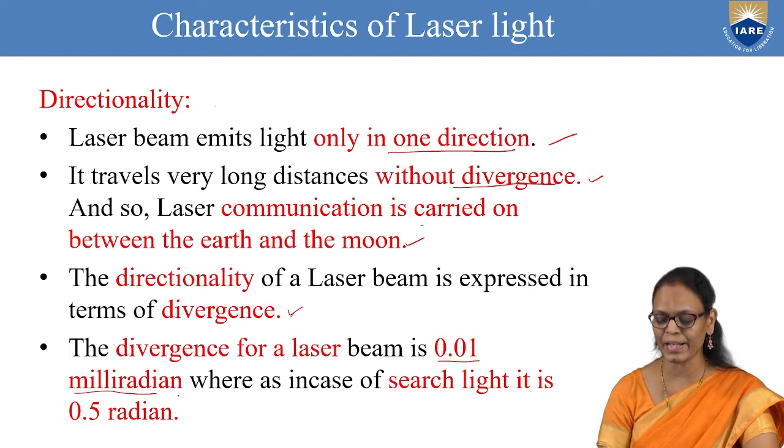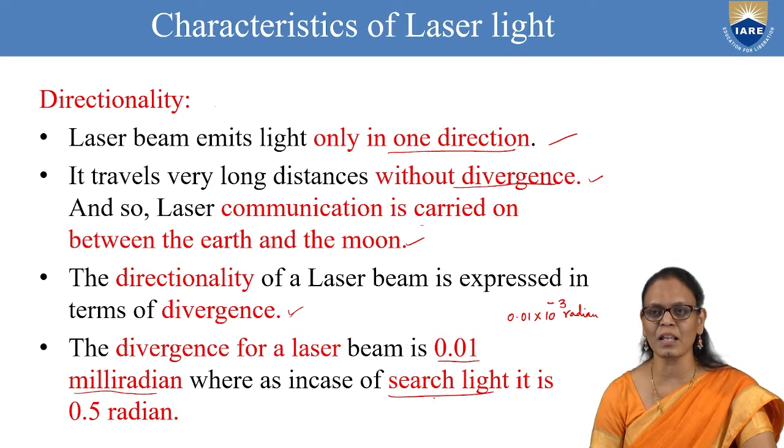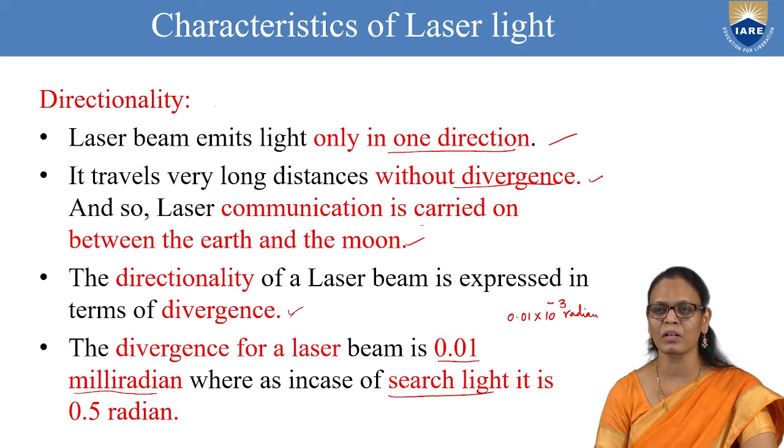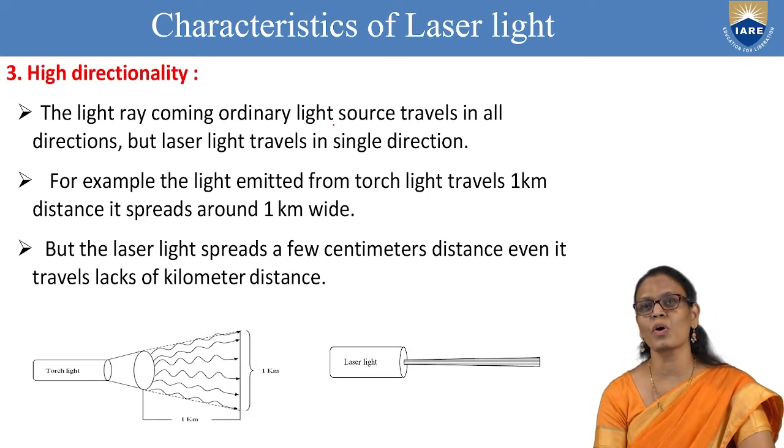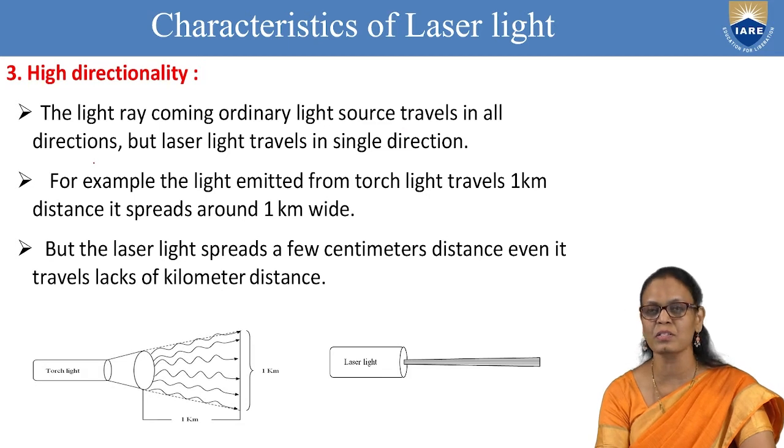0.101 milliradian means I can say 0.01 into 10 power minus 3 radian. Whereas if you're talking about a searchlight itself, we think it is highly focused, or you can focus things using a searchlight. It has got 0.5 radian, whereas laser beam is having 0.01 into 10 power minus 3 radian. This is the divergence. Because of the high directionality, the light ray coming from an ordinary light source travels in all directions, but laser light travels only in one direction.